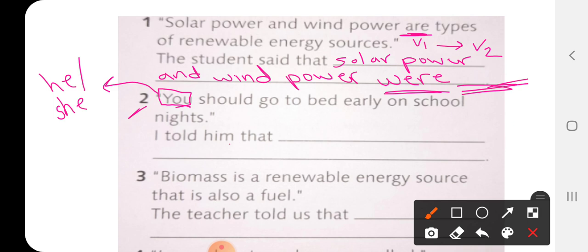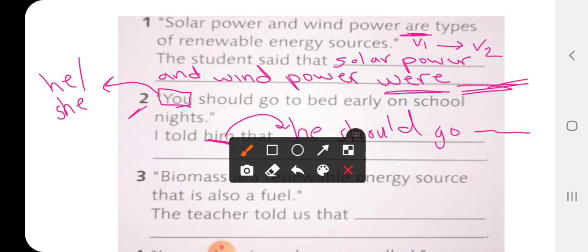طيب طالما أنا عندي him, I have here him. So what? I told him that he should go to bed early on school nights. The rest of the sentence is the same. باقي الجملة نفس ما هي، ما بتتغير.